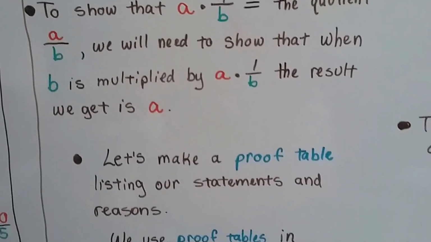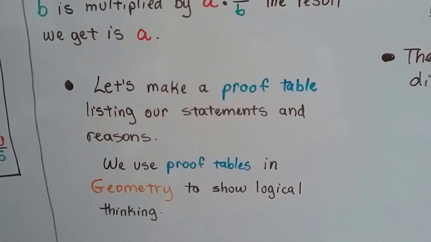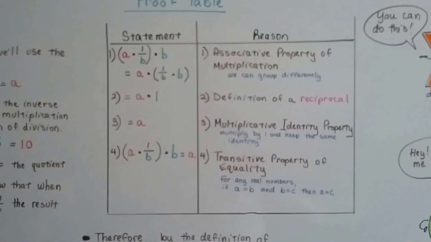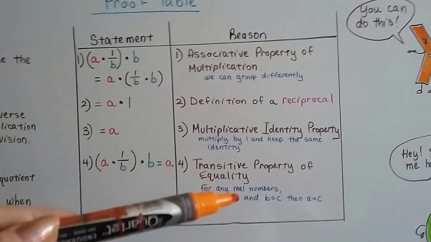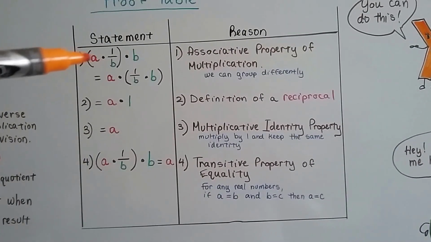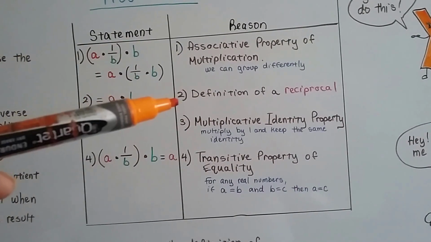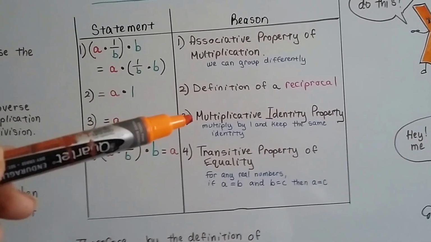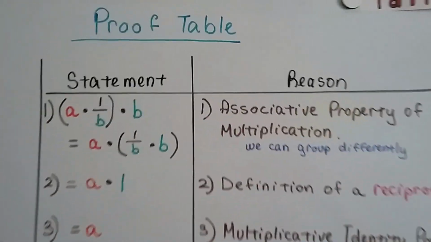So let's make a proof table listing our statements and reasons. We use proof tables in geometry to show logical thinking. So here's our proof table. You make a table that has statements on one side and reasons on the other, and you number them. So the first statement is next to the first reason, and the second one next to the second one, see? Third next to third, and fourth next to fourth. So the first thing we're going to do is look at our first statement.